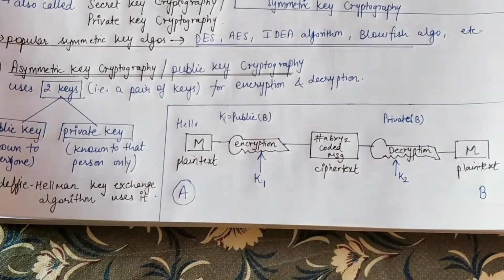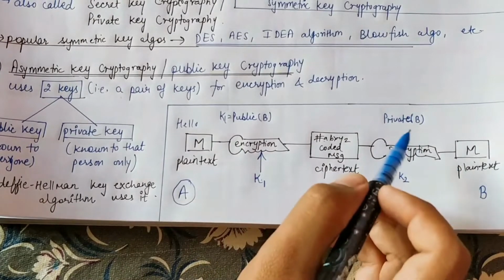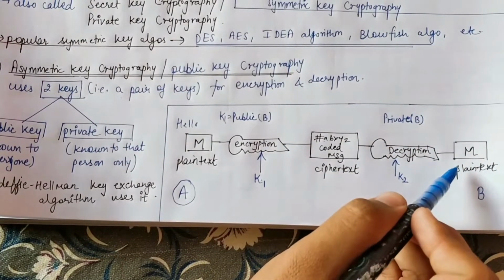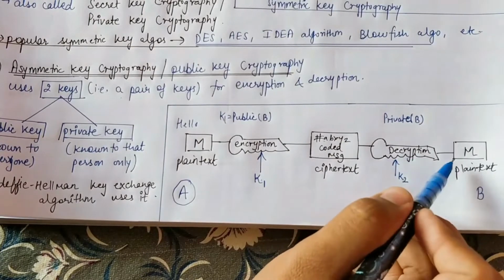So how is safety ensured here? Because the private key of B is known only to B and nobody else knows it, so only B will be able to decrypt that message.